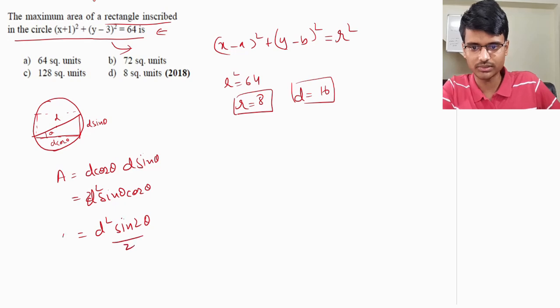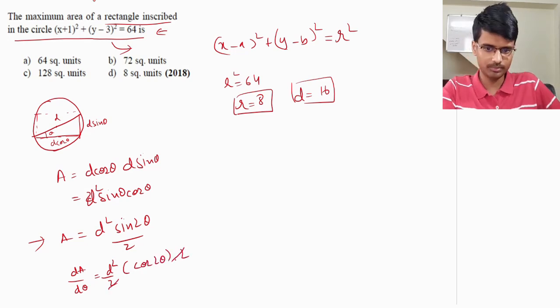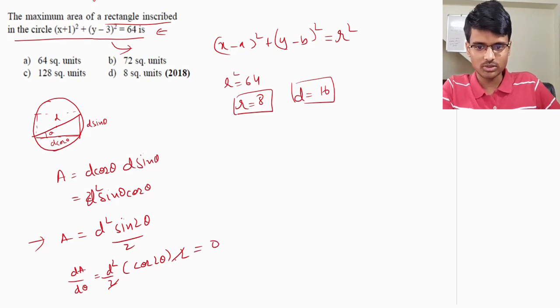Everyone agree? Now I'll differentiate. I need to maximize my area. I'll differentiate with theta. dA by d theta is equal to d^2 by 2 times the differentiation of sin 2 theta, which is cos 2 theta, times the differentiation of 2 theta, which is 2. I need to equate this to 0. You all know cos 90 is 0, so cos 2 theta is equal to cos pi by 2. So my theta is pi by 4. At pi by 4, the area of the rectangle is maximum.